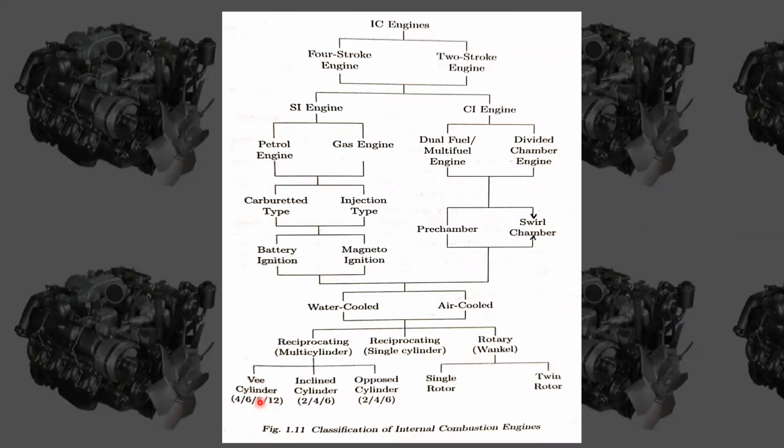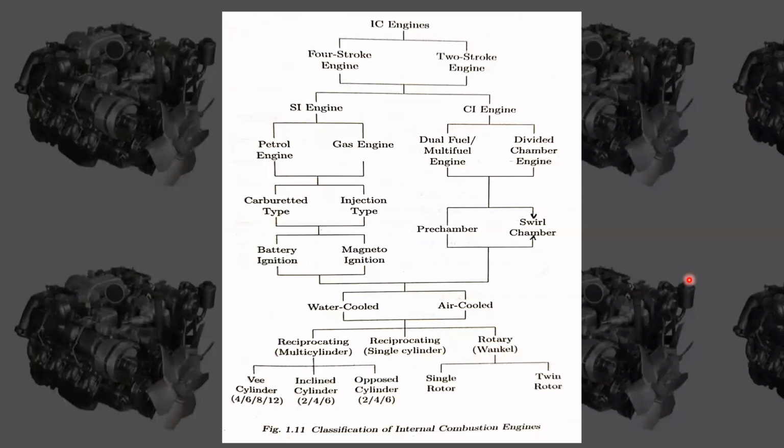Why? Because we can incorporate two cylinder banks at the same time on a single shaft. So we prefer V cylinders if the number of cylinders is more than 6. Under rotary engines, we will just study about this rotary engine or Wankel engine. In that, we are going to have a single rotor or twin rotor type of procedure.